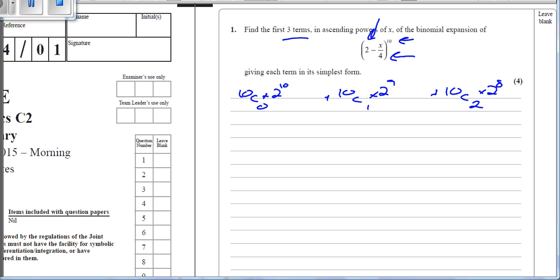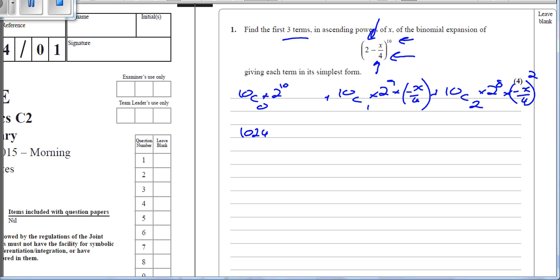Then we have a look at this thing here, including the sign. We skip the first one, so we times the second one by minus x over 4, times the third one by minus x over 4, all in brackets, squared. So 2 to the power of 10 gives us 1024, and that'll probably be 1 mark.